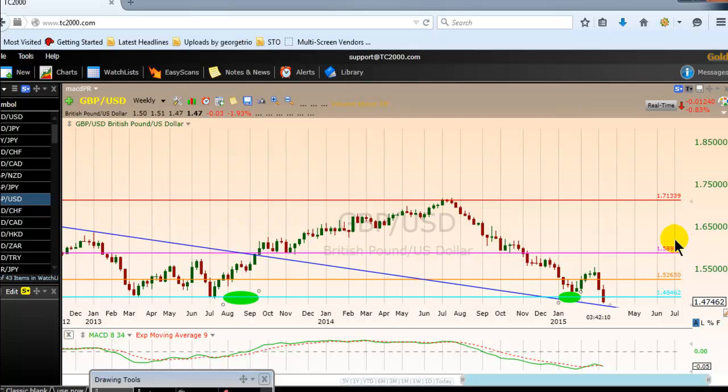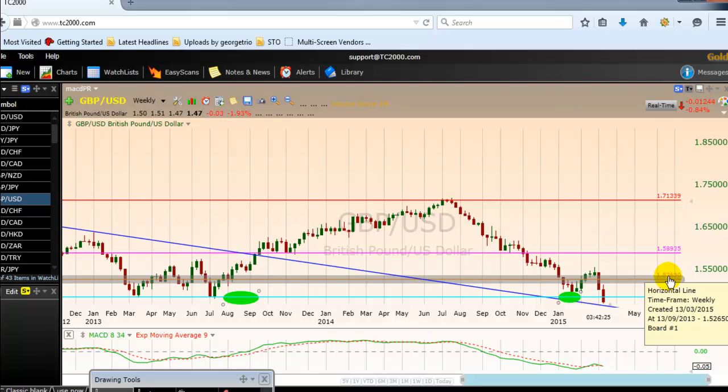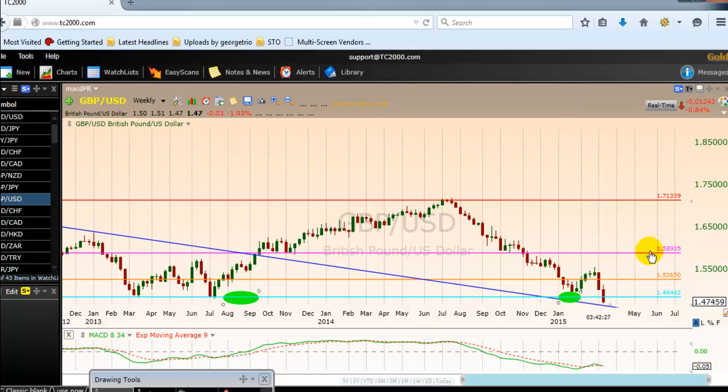So the long-term equilibrium price level for the pound-dollar currency pair, which we should not forget throughout 2015, is at 158.93. It's the pink line here. The short-term equilibrium price level is the orange line here. It's at 152.65. Note them down.